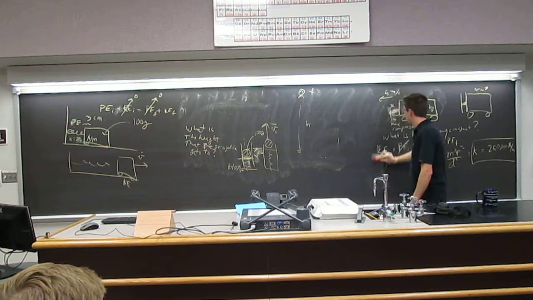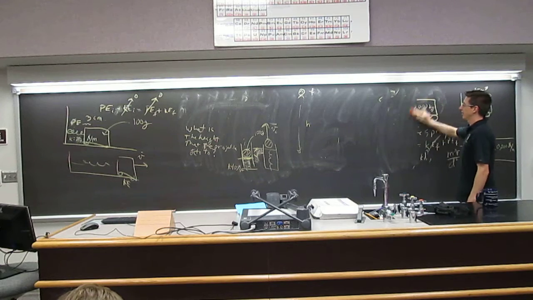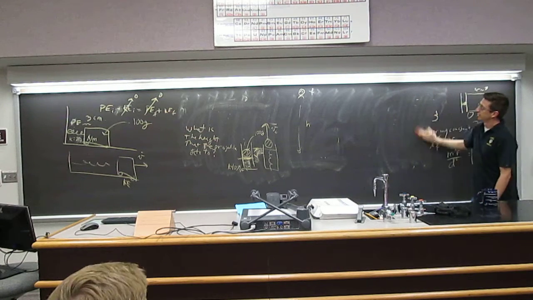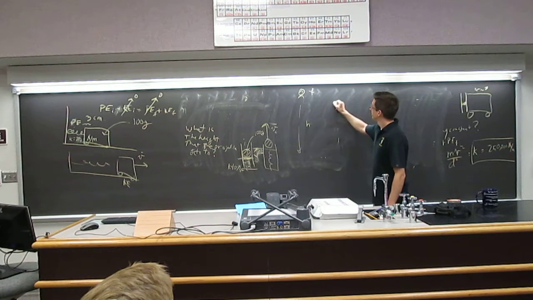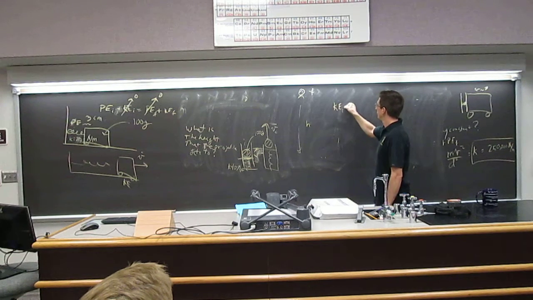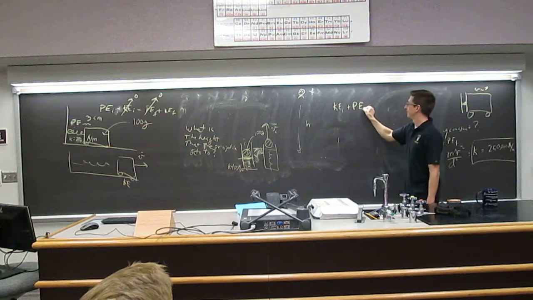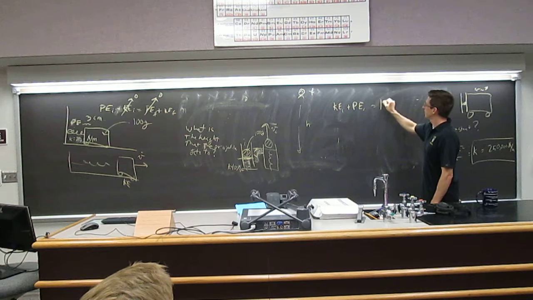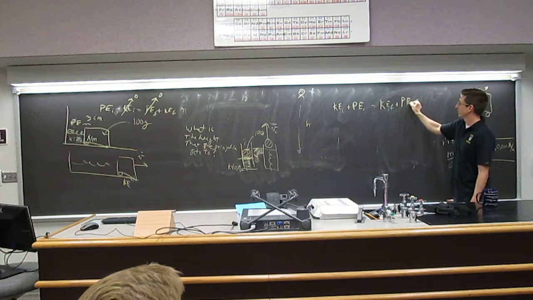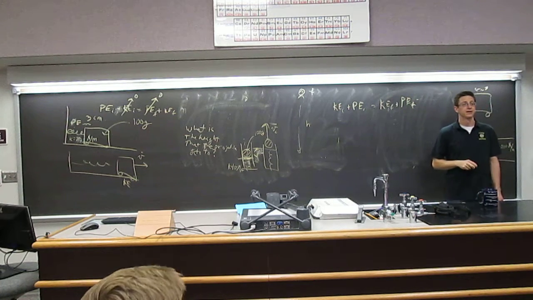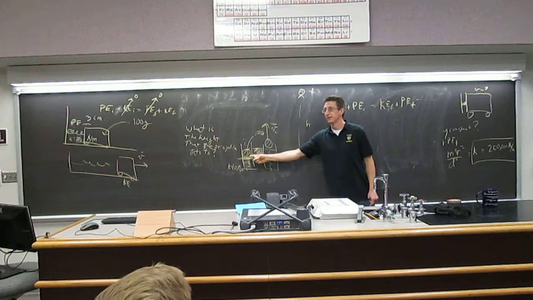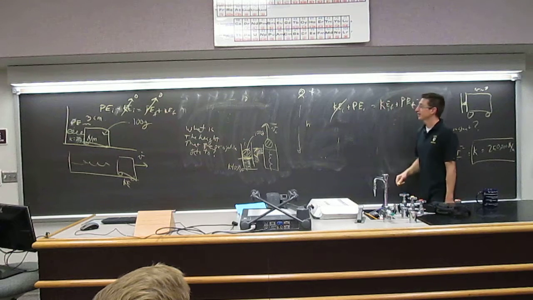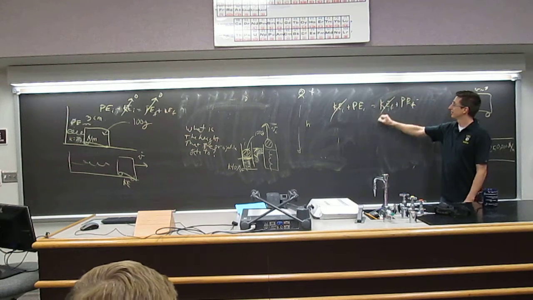And then I'm going to just look at how the total energy is the same at the initial and the final positions. So kinetic energy initial plus potential energy initial is equal to the kinetic energy final plus the potential energy final. What's the kinetic energy initially? 0. What's the kinetic energy finally? 0. All right, very good.